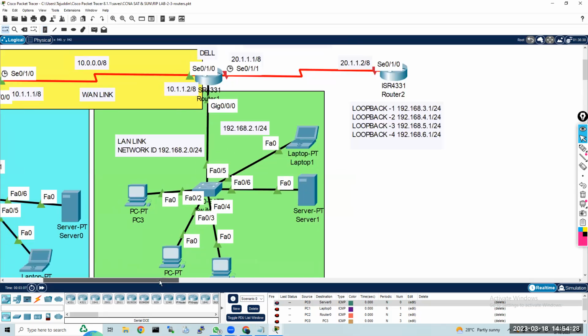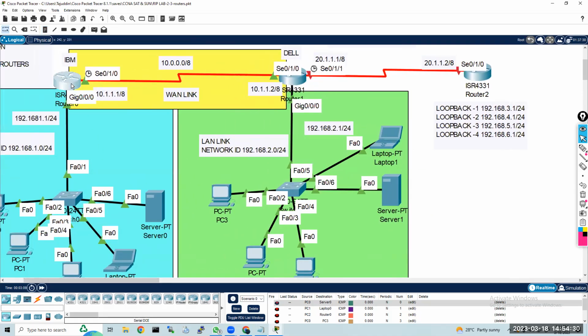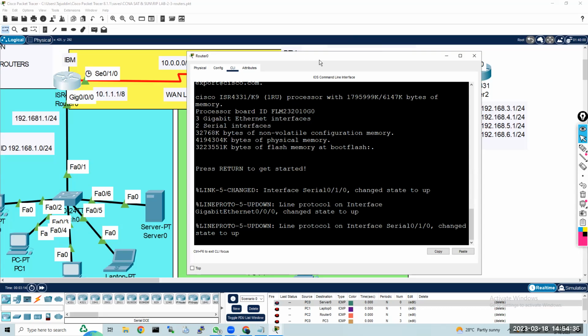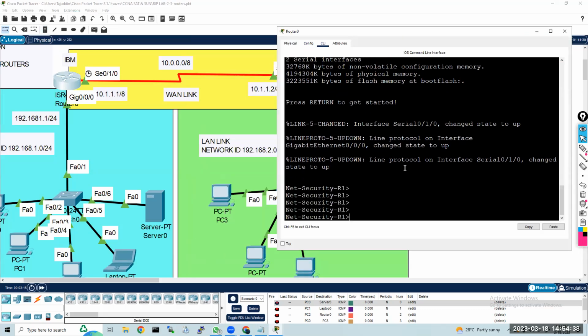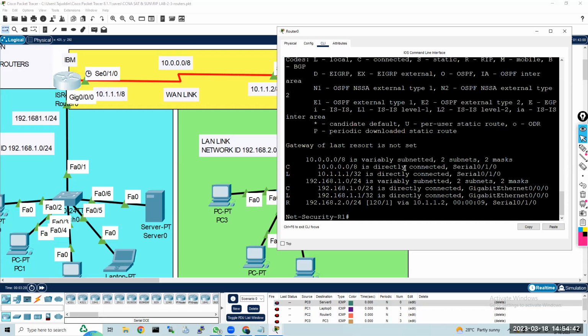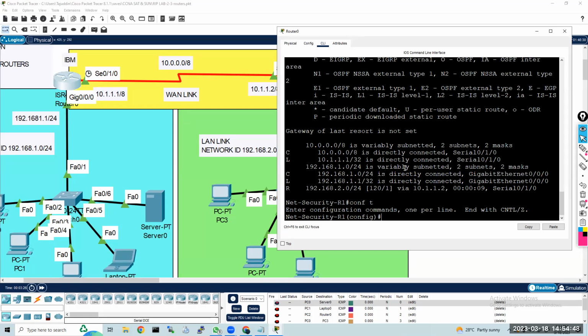Okay, so we can see right now, I think some basic configurations we have to remove. Show IP route. Okay, as we can see, RIP is working now. How do I remove RIP, guys? Go to global configuration mode. No router RIP. That's it.